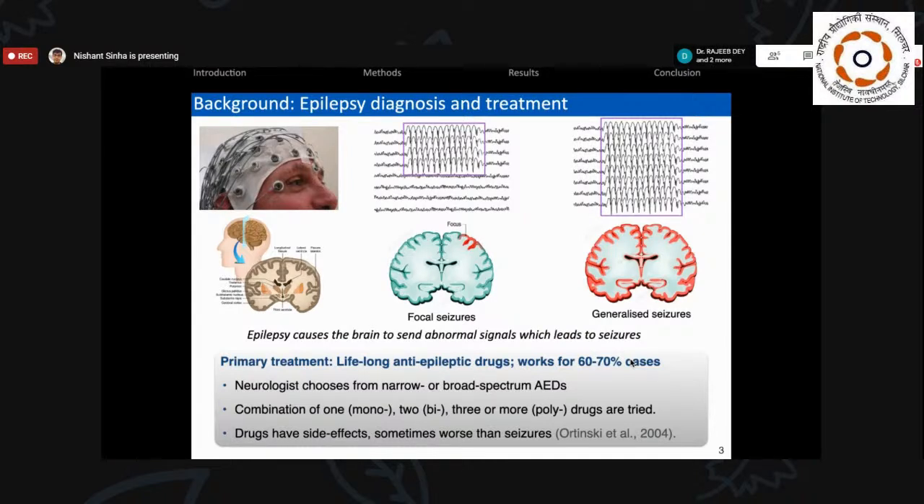These drugs have some side effects, and sometimes these side effects are worse than seizures. So choosing the right set of drugs and having an informed opinion from a neurologist and a correct diagnosis is very important.